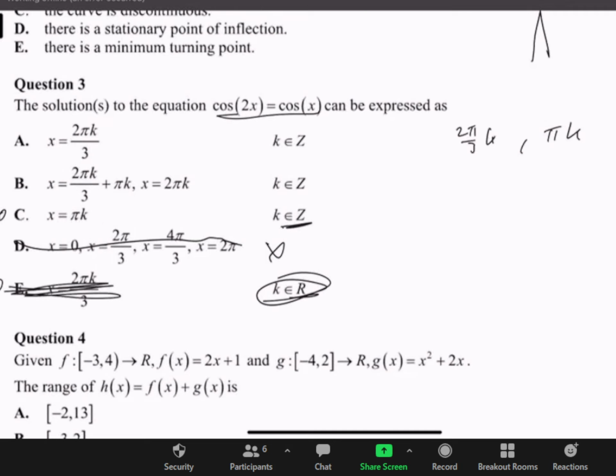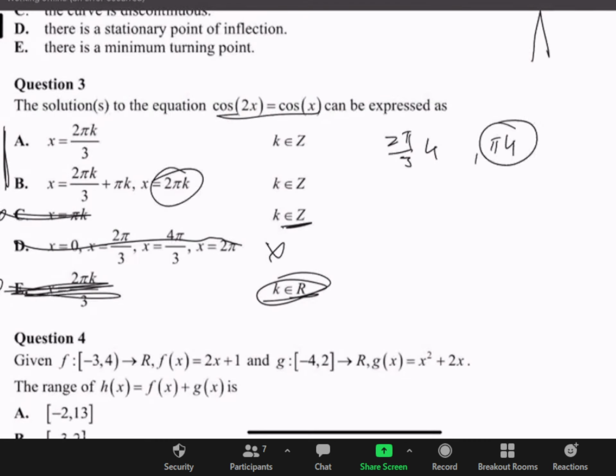And C you can also get rid of because you know one of the answers has to be 2 pi on 3k, and k can't be pi on 3 or something like that because that wouldn't be an integer. So it can't be C. And the last ones you're left with are A and B. So you might be tempted to go with B because it looks very similar to 2 pi on 3k and pi k, but 2 pi k is not the same as pi k because you can't get 3 pi with 2 pi k. So the answer is actually A because you can't get any of the options. So by process of elimination, it's A.